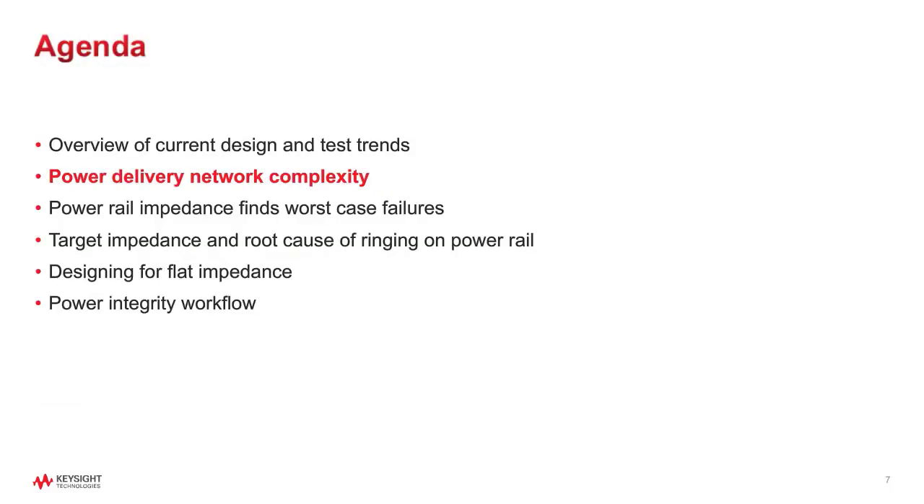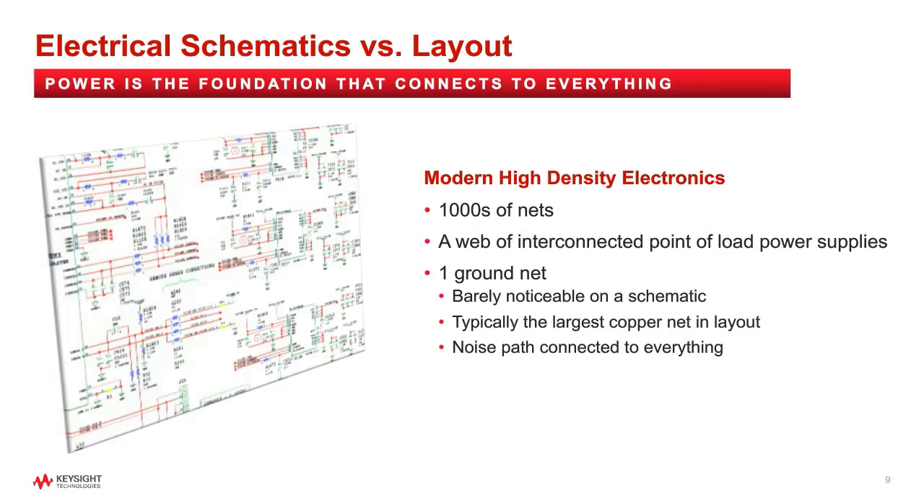Now let's look at why noise on a power rail is often the cause of a failed specification like the CISPR EMC/EMI tests. Electrical schematics actually hide the complexity of the power distribution network with the use of small ground symbols and power pin net names. Modern high-density printed circuit board schematics have thousands of nets, but it is the interconnected web of the power delivery network that is the foundation powering all of the electronics and at the same time providing a noise path to all the nets in the system.